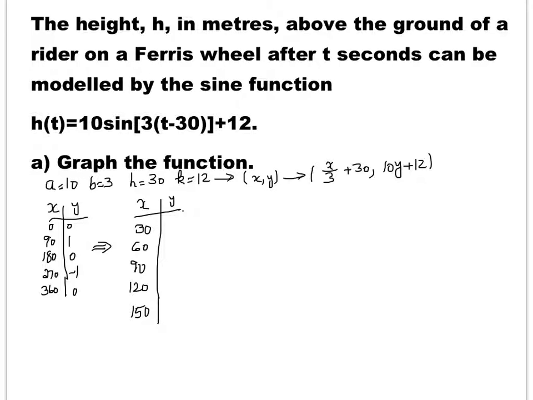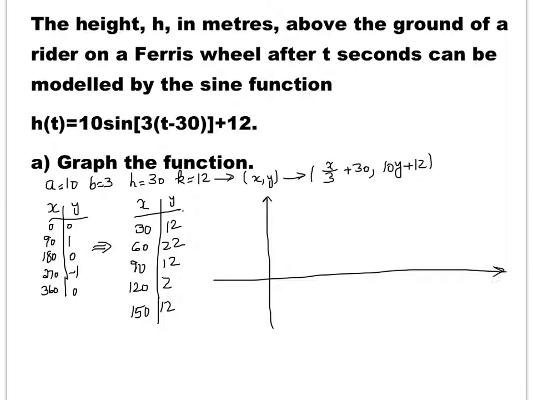For y values, we are going to multiply by 10 and add 12. So 10 times 0 is 0, plus 12 is 12. 1 times 10 is 10, plus 12 is 22. Again 12. And then -1 times 10 is -10, plus 12 is 2. And 0 times 10 is 0, plus 12 is 12. Now we have to plot this function.